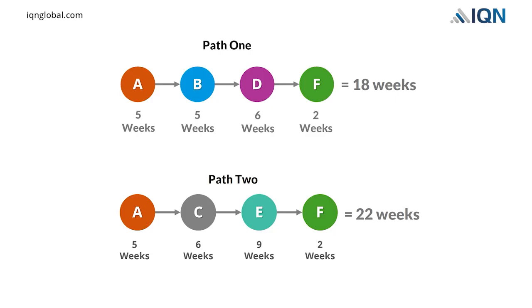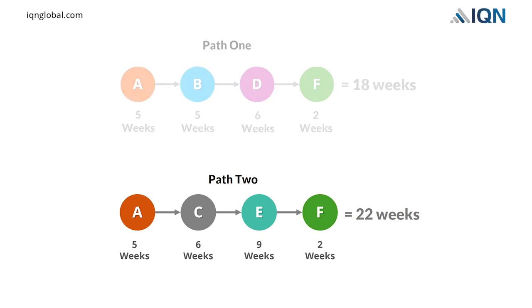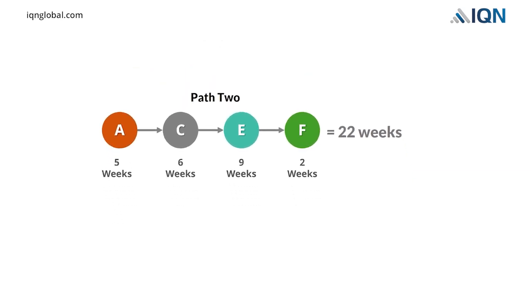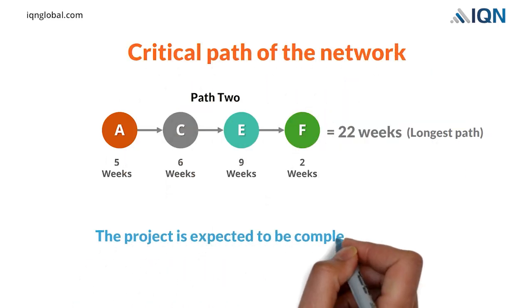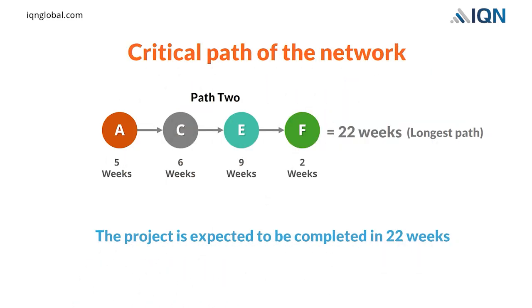22 weeks. The longest path in the network determines the total time needed to complete a project. In our example, Path 2, which links the activities A, C, E, F, has an estimated total duration of 22 weeks. It is the longest path in the network, and this is the critical path of the network. Hence, the project is expected to be completed in 22 weeks.